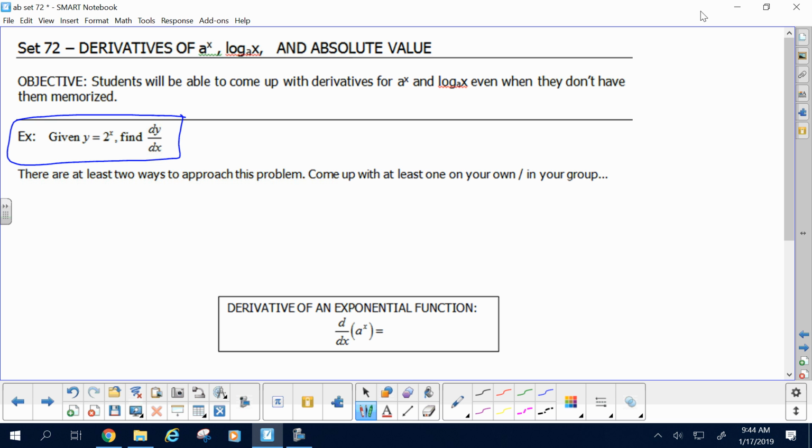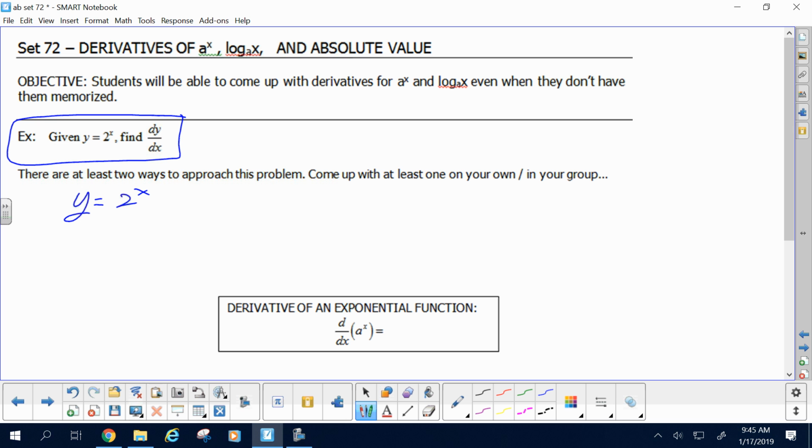So, there are a couple ways to go at this. Do you have any ideas? We don't know the rule. We don't have it memorized, so we're going to have to figure it out on our own. What's one way to take the derivative? Give me one hypothesis, or one thing you think we could do. Somebody said something. What? Colin? Mac, give me something. Natural log. Why would natural log be awesome?